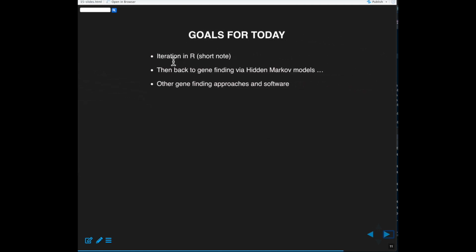Okay, so that's my short note on iteration for today, and a little bit of new stuff for R. Now we're going to go over to some notes for the hidden Markov models, and then we're going to come back to some slides about gene finding approaches in software.